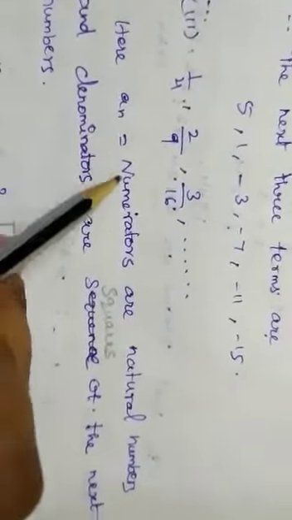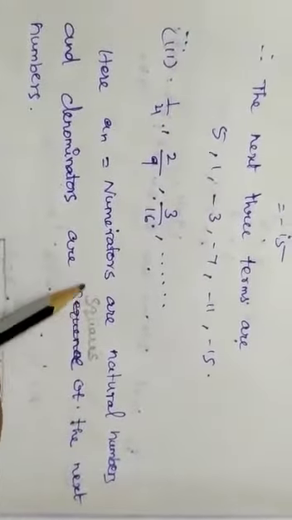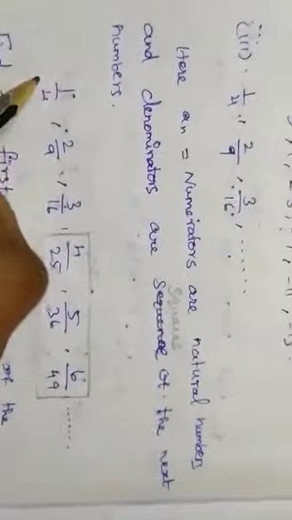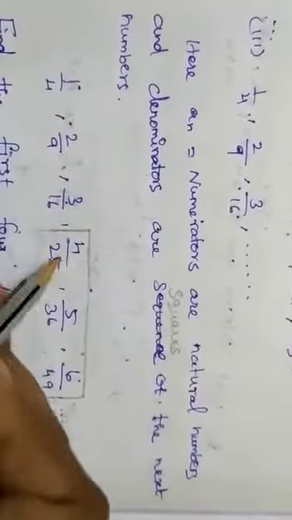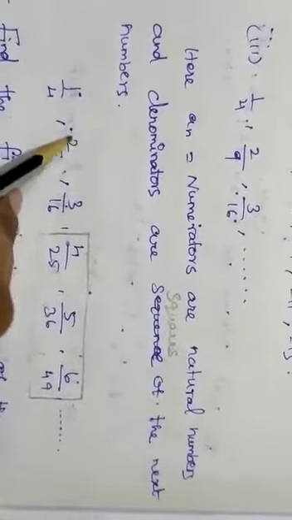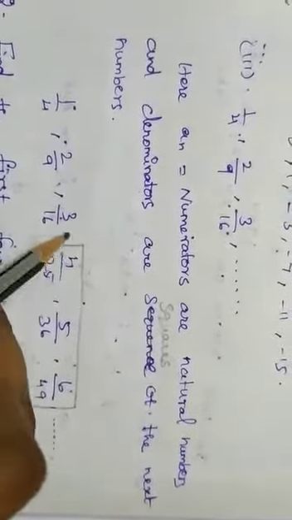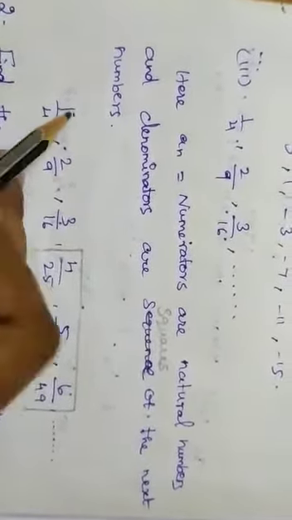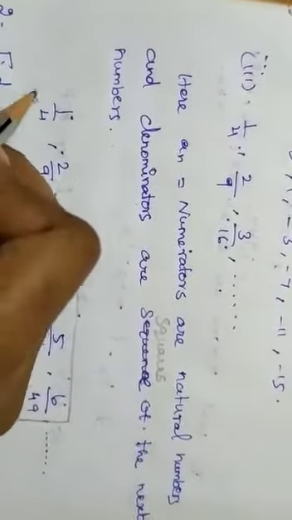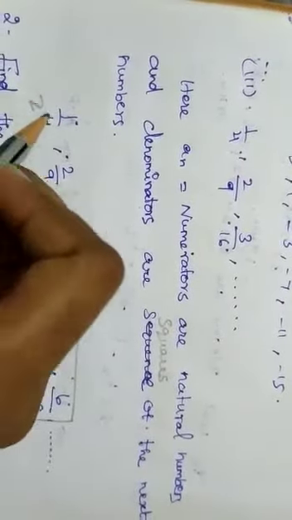Here An, that is, numerators are natural numbers and denominators are squares of the next numbers. That is, you can see 1, 2, 3, 4, 5, 6. So numerators are natural numbers in ascending order till infinity, and this is nothing but 2 square. After 1 it is 2, so 2 square.